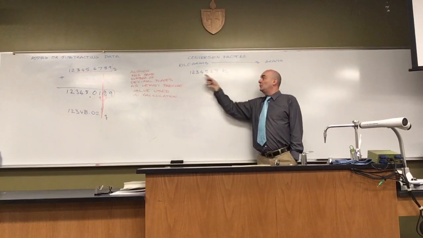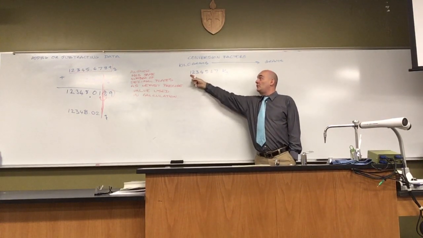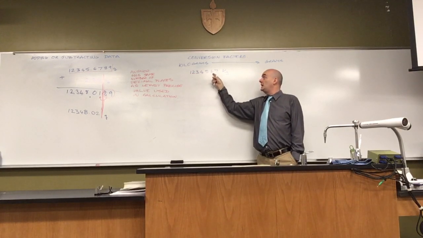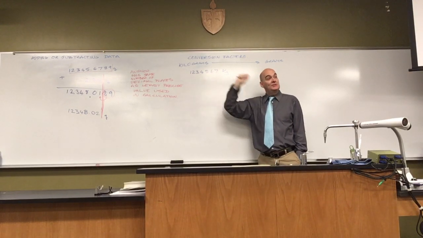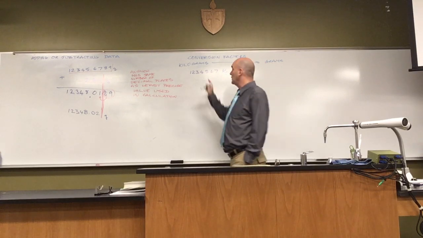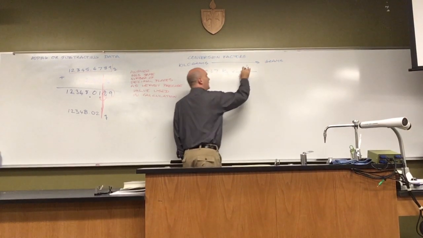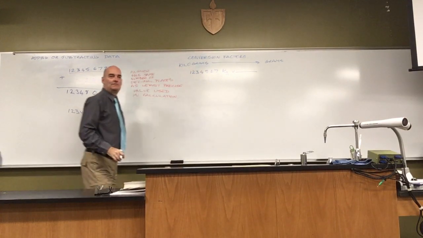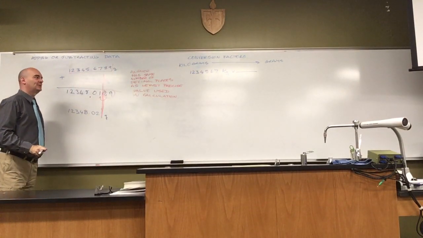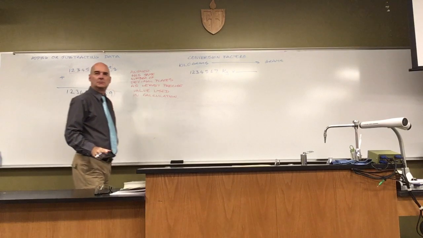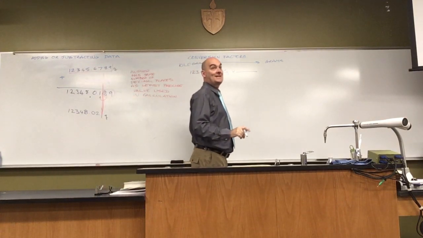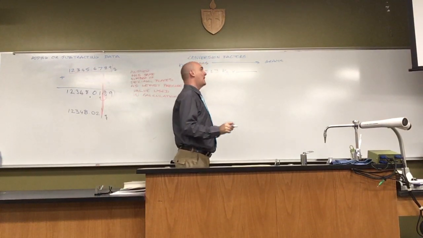I have this 1, 2, 3, so the first number is real. 1, 2, 3, 4, 5, 6, 7. I have 7 digits of precision. Okay? I'm going to convert that into grams. And I'm going to use a conversion factor. Now, what's the difference between kilograms and grams? It's 1,000. It's a factor of 1,000.